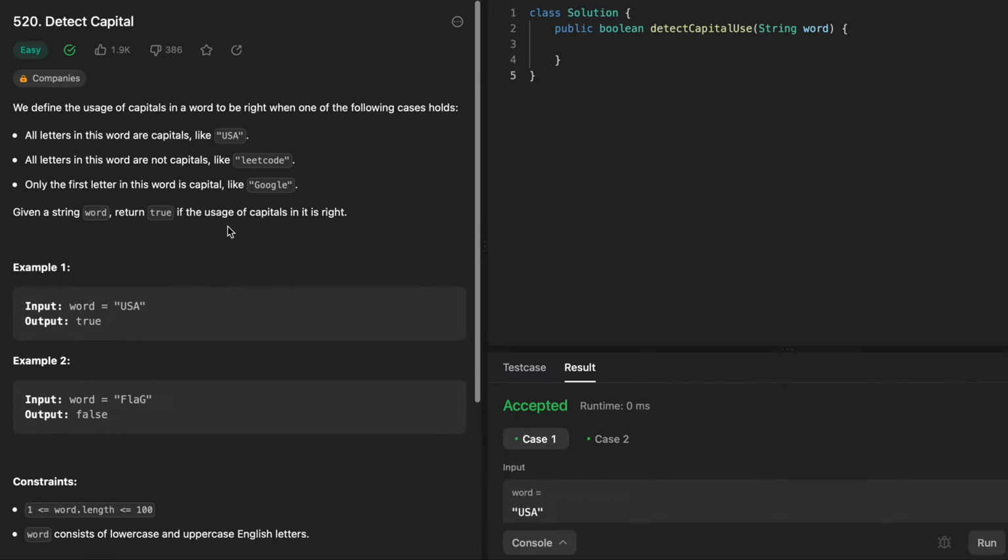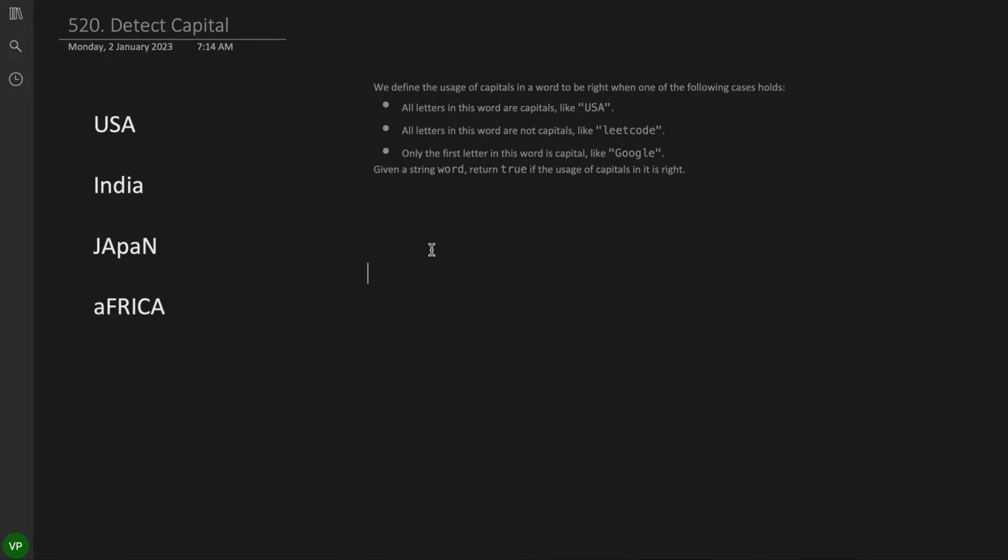So let's see how we can solve this problem. I have written the same problem here, and let's take a few more examples. We have the word USA, as we discussed, all the letters are capital, so this is true. Here we have the word India, I is capital and all the rest of the letters are small, so this is true as well. And here we have Japan, capital J, capital A, P small, so this will be false because this is mixed case. And here the first letter is small and the rest of the characters are capital, so this will also be false.